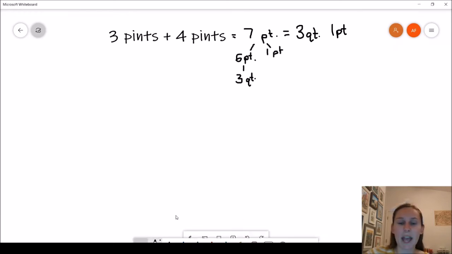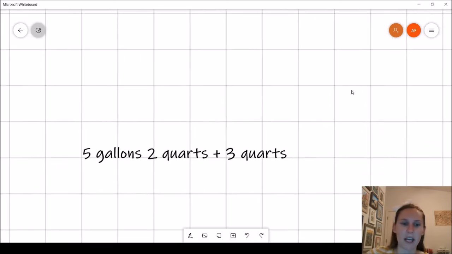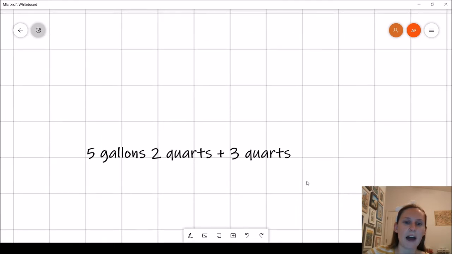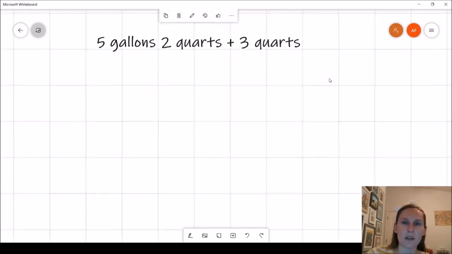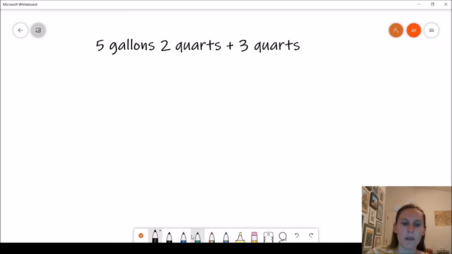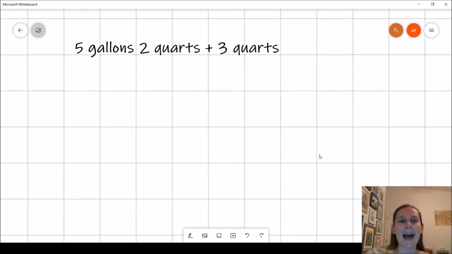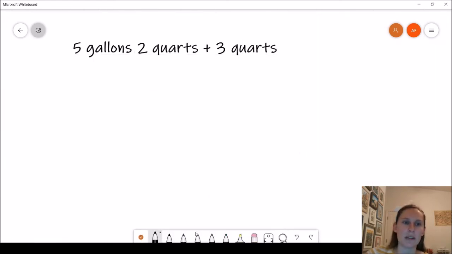What happens if we have mixed units that we are adding? Let's take a look at 5 gallons, 2 quarts, plus 3 quarts. So once again, we can only add and subtract our same units. Our 5 gallons, we would only be able to add to gallons, and our 2 quarts, we could add to 3 quarts. So let's add gallons to gallons and quarts to quarts, because we can only add similar units.